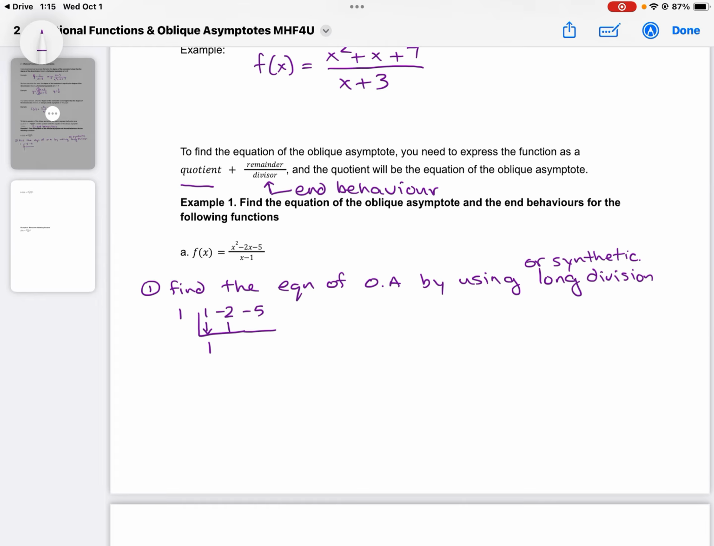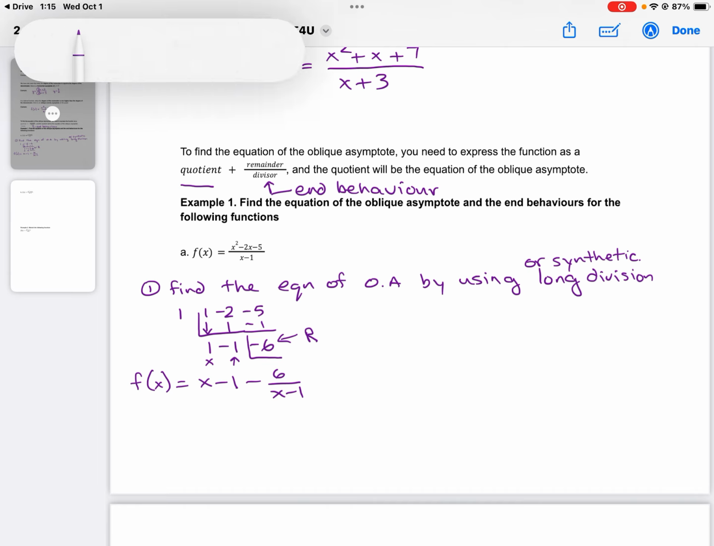I bring down the 1, I'm going to multiply and then add together. Now this part right here at the end, this is still my remainder. This one is my constant term, and this is my x term. So when I write my function, I can write that my function here is x minus 1 minus 6 over x minus 1.